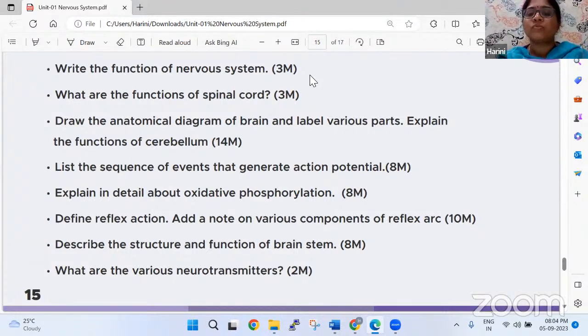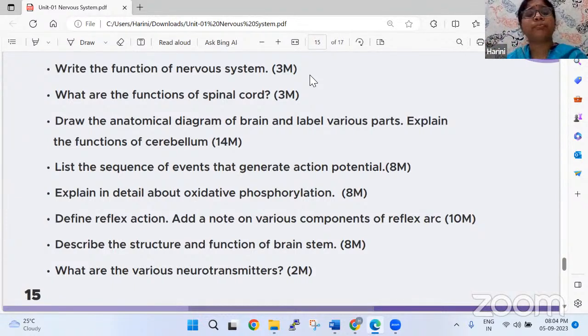Next, what are the functions of the spinal cord? How it is a relay station. How the spinal nerves carry the information from the sensory receptors through the spinal cord, and finally it reaches the integrating center, and then finally comes back. All that comes under the function of the spinal cord.